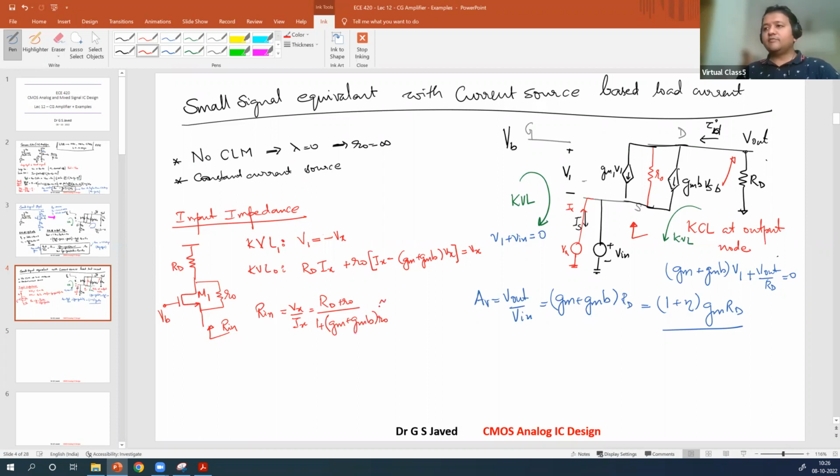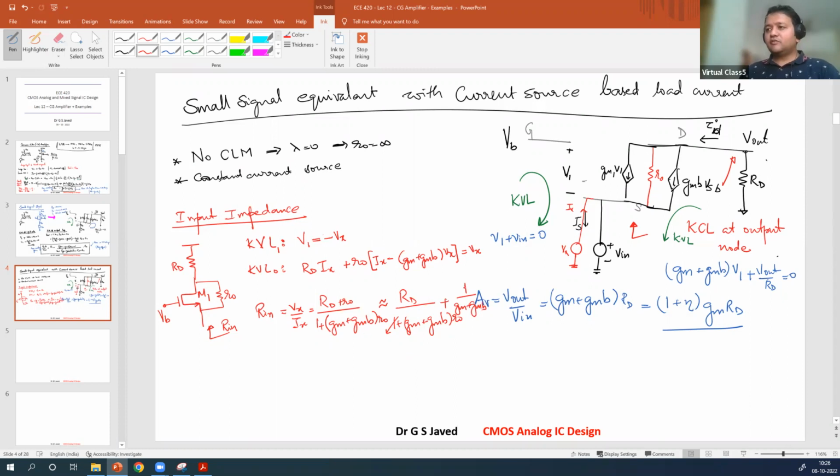Now, if you simplify this just to get understanding, you can equivalently write it as RD divided by 1 plus (gm plus gmb) R0, plus R0 over (gm plus gmb) R0 plus R0. The R0 will cancel with each other, so you will have the term 1 plus gm plus gmb.